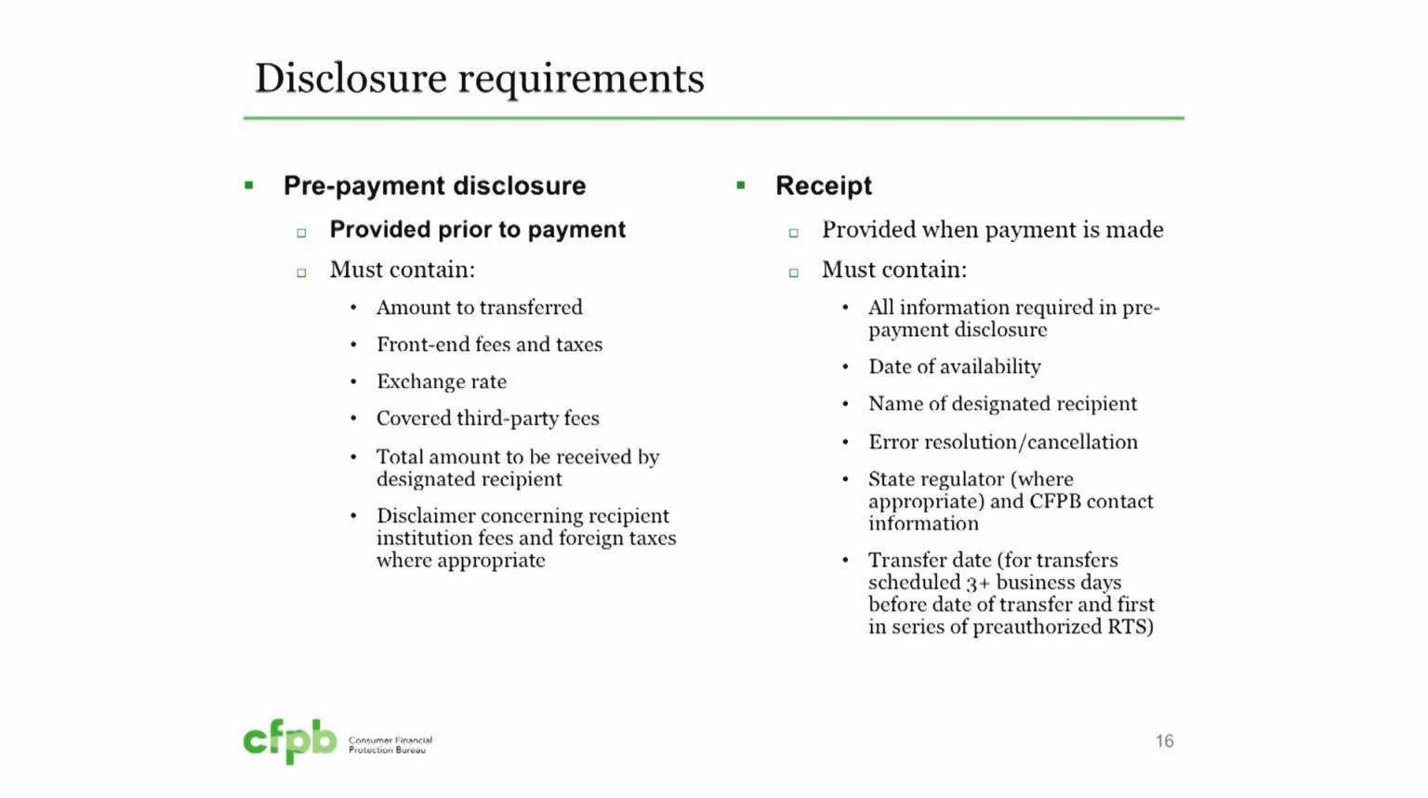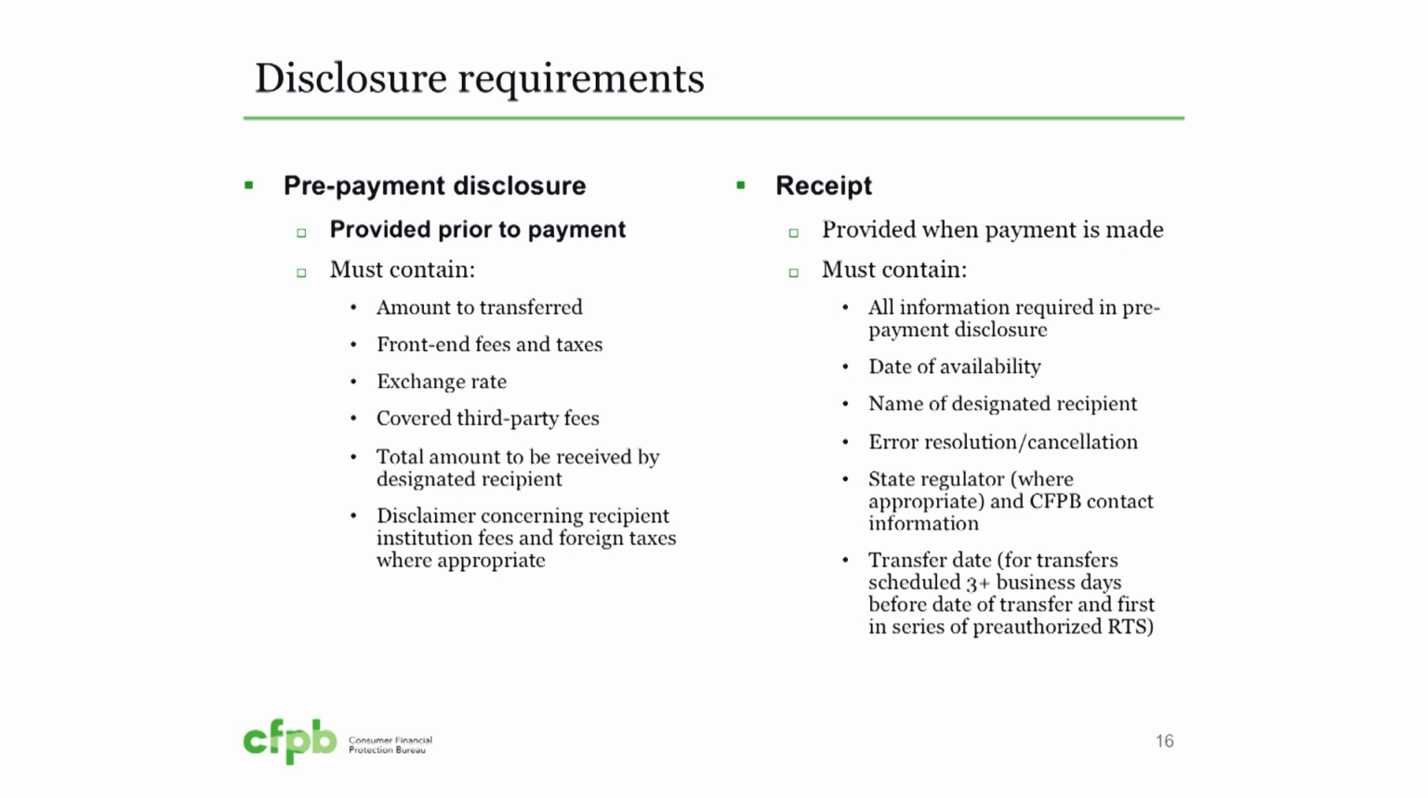Now that we've addressed the elements in the prepayment disclosure, let me turn to the receipt. The receipt includes all of the information required in the prepayment disclosure, as well as a few additional items. Provider must disclose the date of availability. Here, an exact date is required. A range of dates or an estimated date is not permitted.